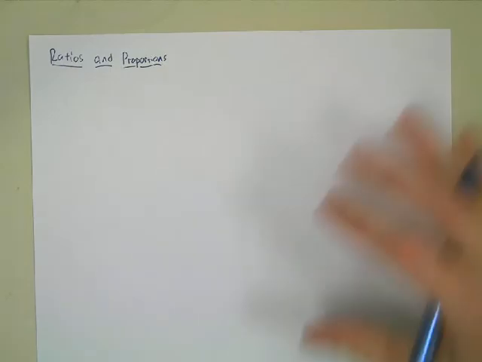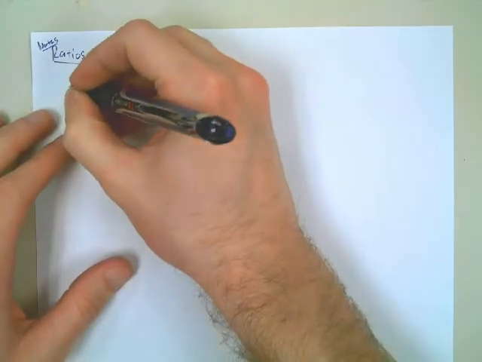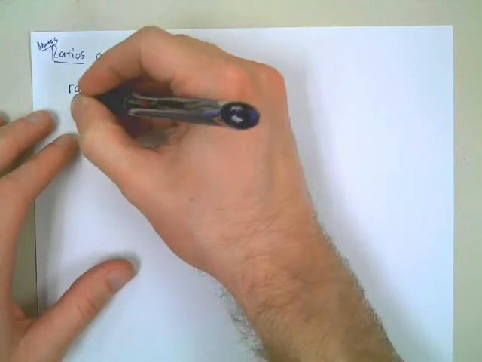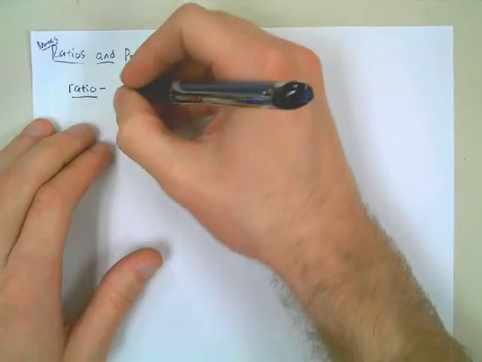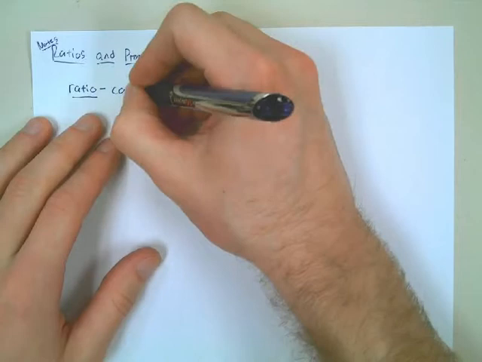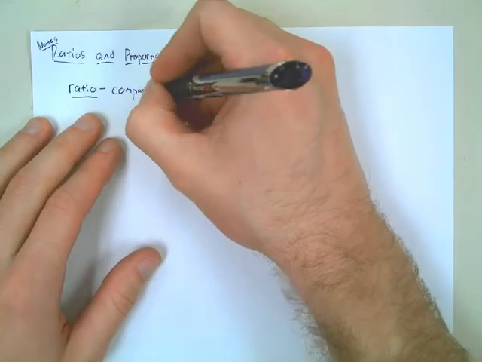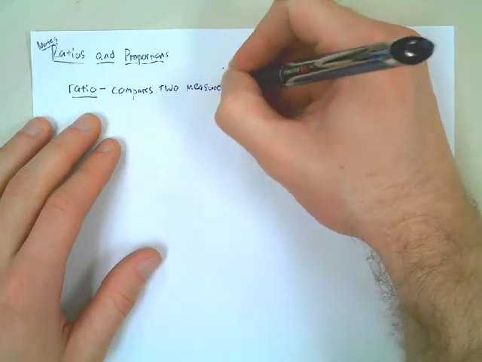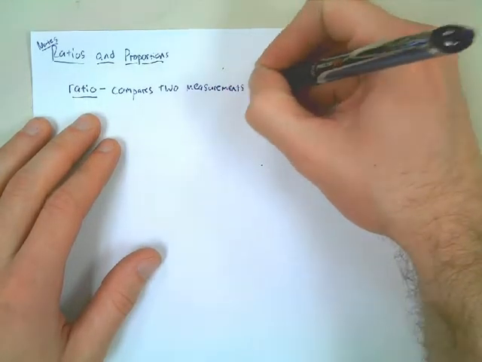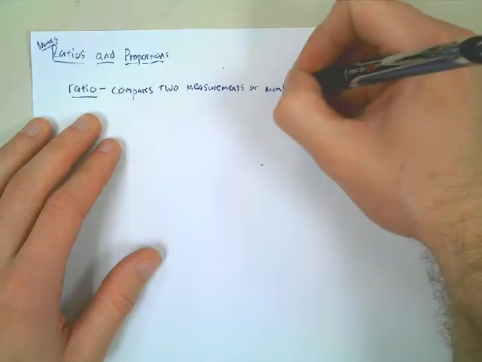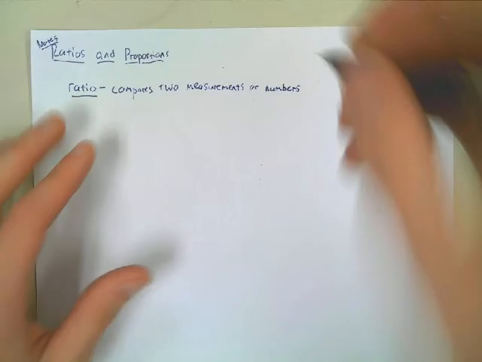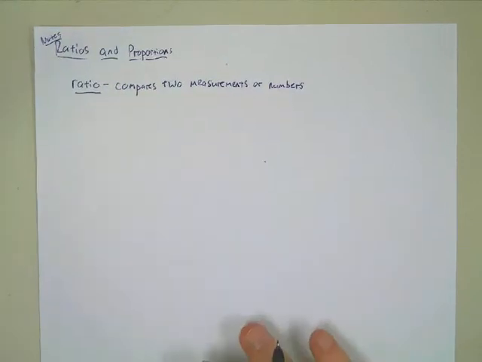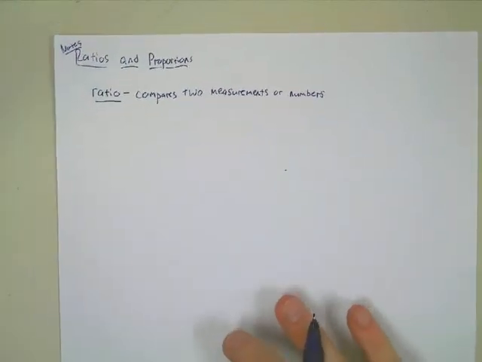We're going over ratios and proportions now, okay? How do ratios have anything to do with geometry? You'll see. So a ratio, okay, defining a ratio, it is very simply, it compares two measurements, all right, or numbers. Okay, a ratio compares two measurements or numbers.